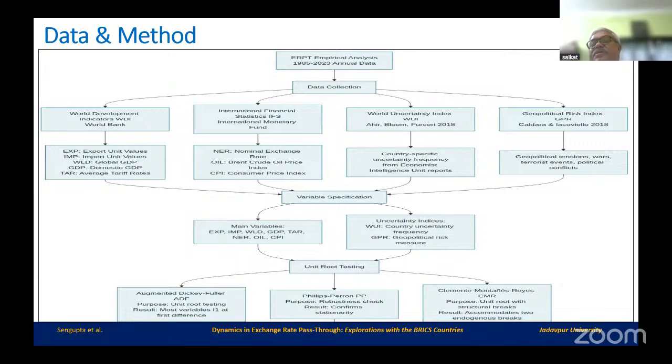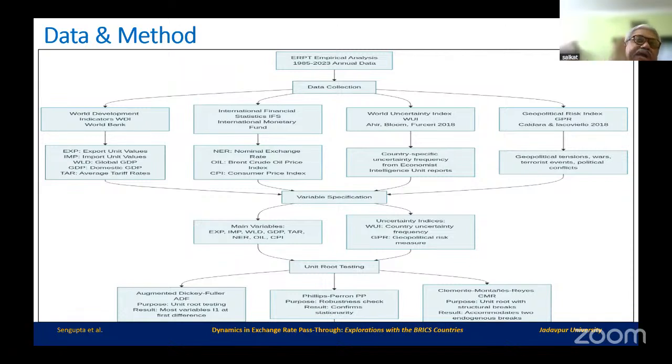As regards geopolitical risk, we take the geopolitical risk index from the literature, and again this is done by Caldara and others, and we have taken the geopolitical index from there. Now all these variables are put together, and we use the specification. I'll come to the specification now, because it's a long time series from the 80s to 2023, almost 40-45 years.